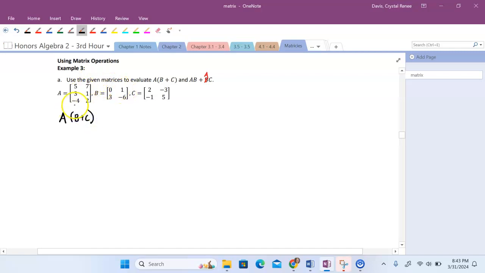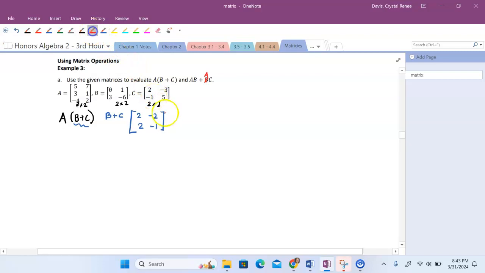Okay, so this is a 3 by 2 matrix, this is a 2 by 2, and this is a 2 by 2. The first thing I'm going to do is add B plus C. So B plus C would be 0 plus 2, which is 2, 1 plus -3, which is -2, 3 plus -1, which is 2, and -6 plus 5, which is -1.